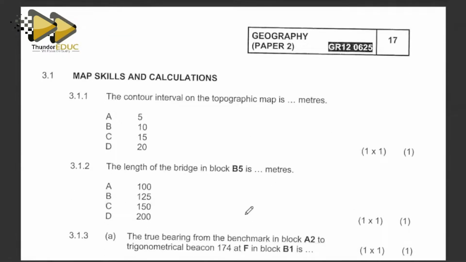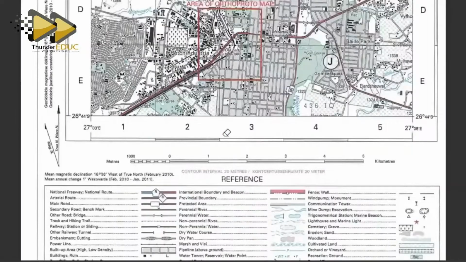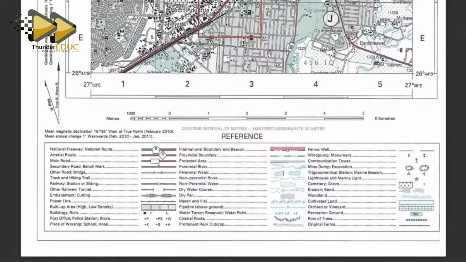Right, we go to our questions. The contour interval on the topographic map. This is an ordinary question and it does not change. The contour interval on the topographic map, you find it here at the bottom of the map. It's written contour interval 20 meters, and in Afrikaans, it's also presented here. That is where you find your information. And for each and every topographic map that we are going to use, it is the same.